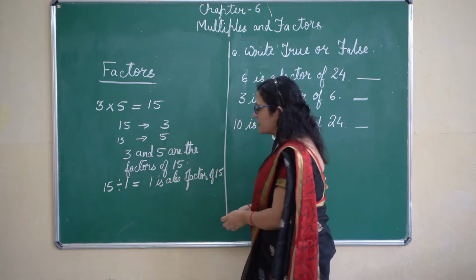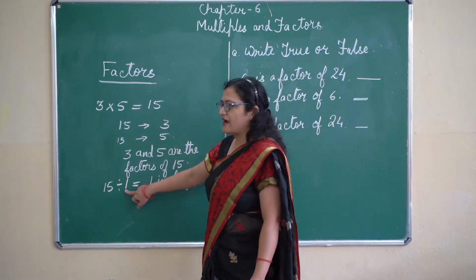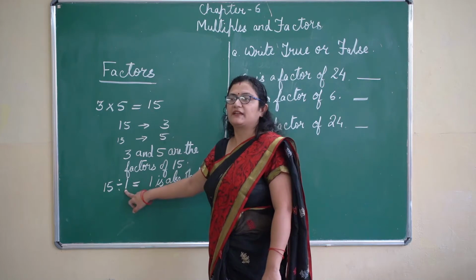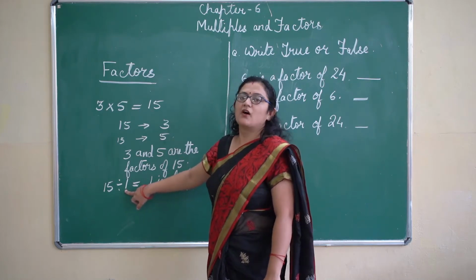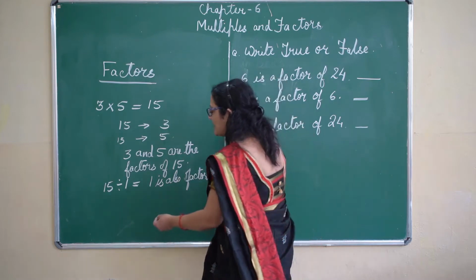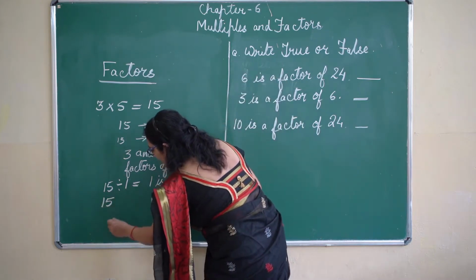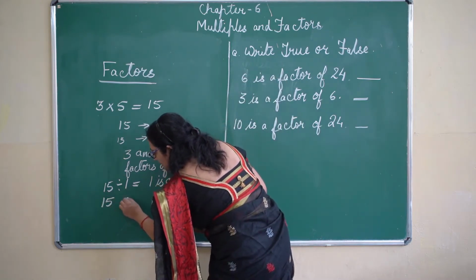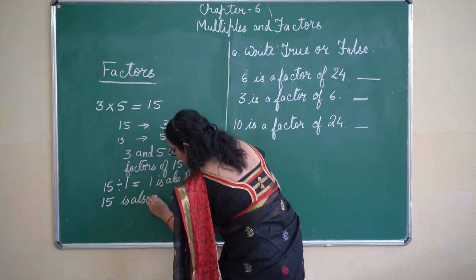For every number 1 will be a factor, because 1 divides every number, whether we take 10, 15, 20 or 18, it always divides. Okay, and the number itself, 15 is also a factor of 15.